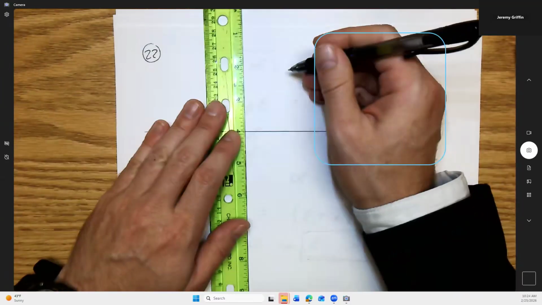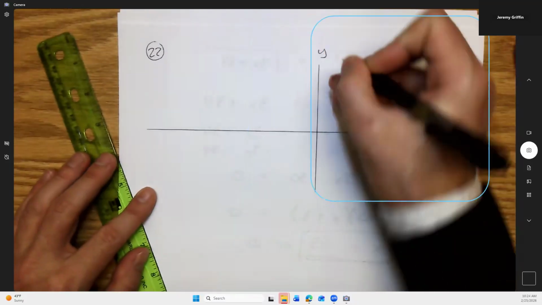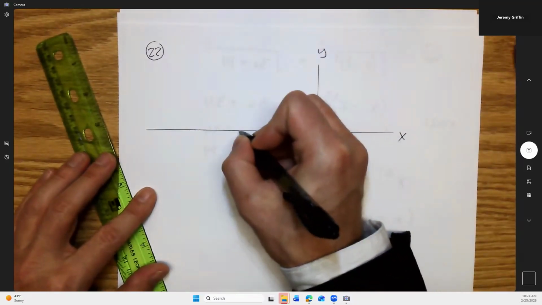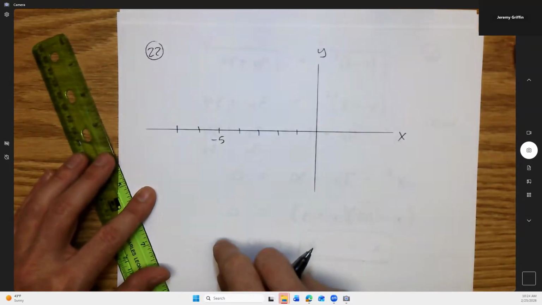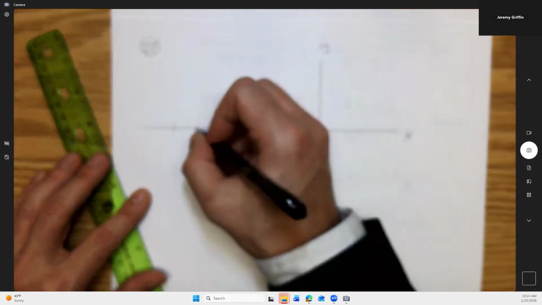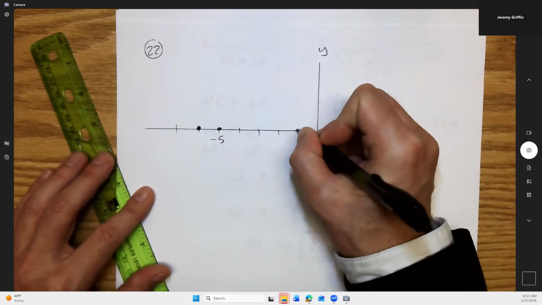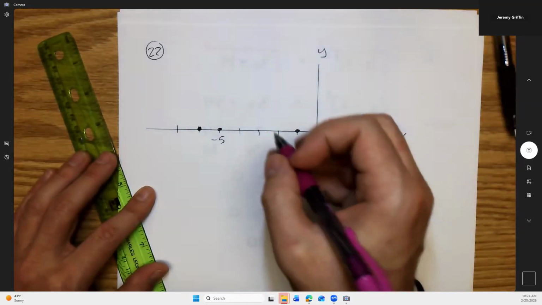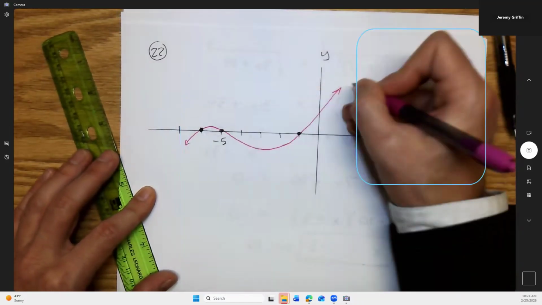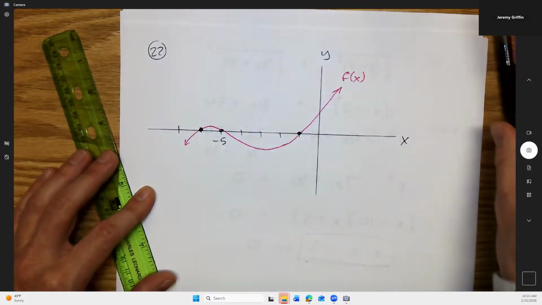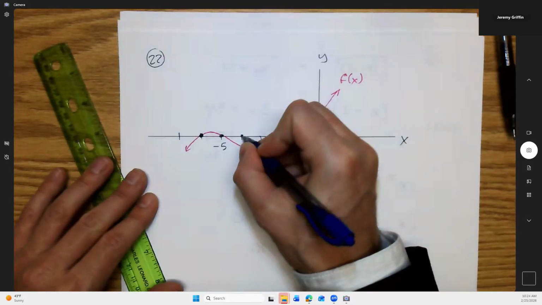Okay, so let's get some axes here. Go x, y. Let's go 1, 2, 3, 4, 5. All right, so x plus 6 would cross here at negative 6, then negative 5, negative 1. So your original f of x goes like this. Here's f of x. Now g of x is f of x shifted to the right 1. So it'll be here, here, and here.